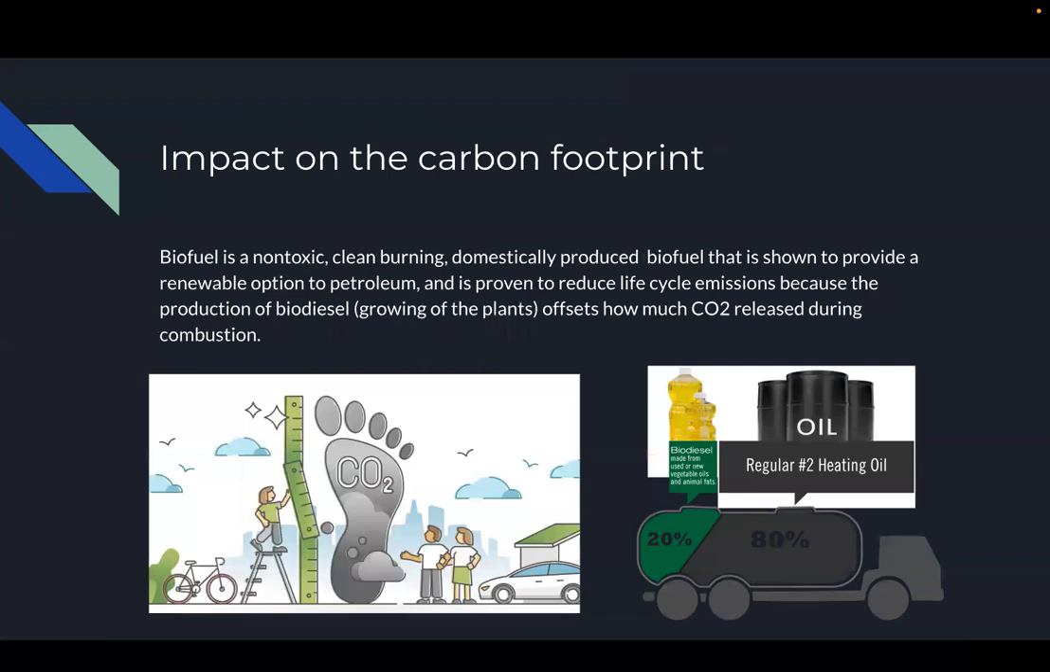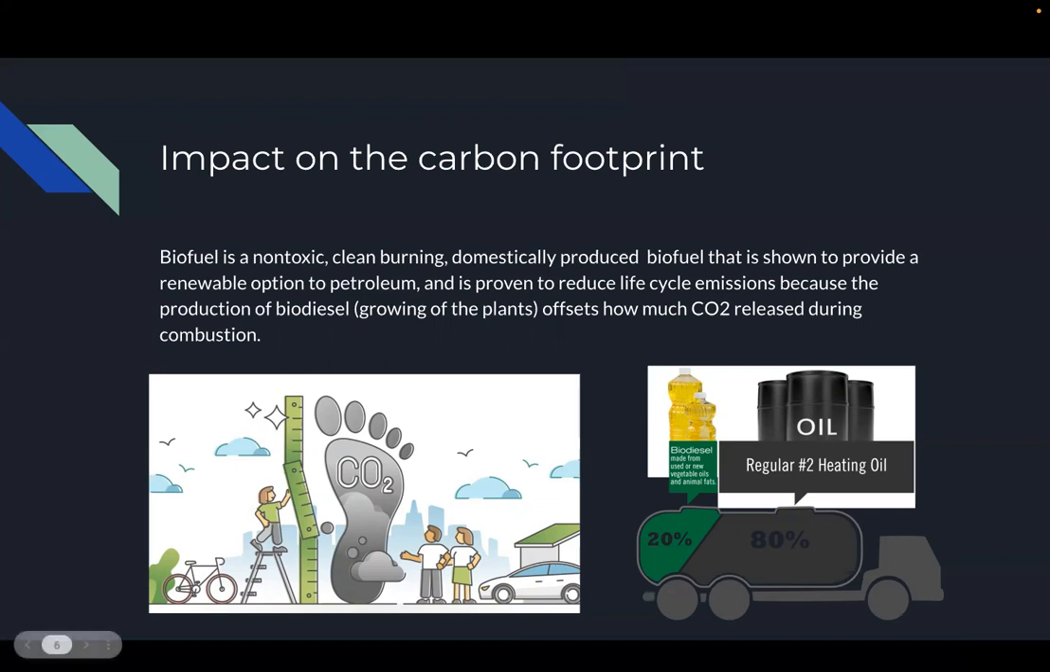The impact on the carbon footprint: it's a non-toxic, clean-burning biofuel that's domestically produced, and it's shown to provide a renewable option to petroleum. It's proven to also reduce life cycle emissions because the production of biodiesel, the actual growing of the plants that we talked about earlier, offsets to an extent how much CO2 is released during total combustion.